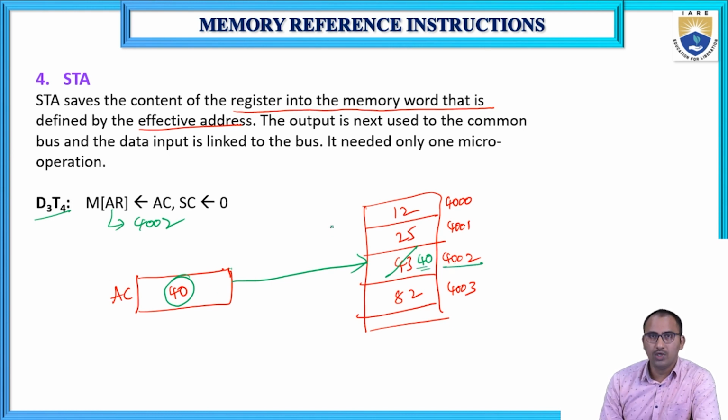So this is called store accumulator. That means the value of accumulator we are storing into the memory, and whose address is specified by this address register.